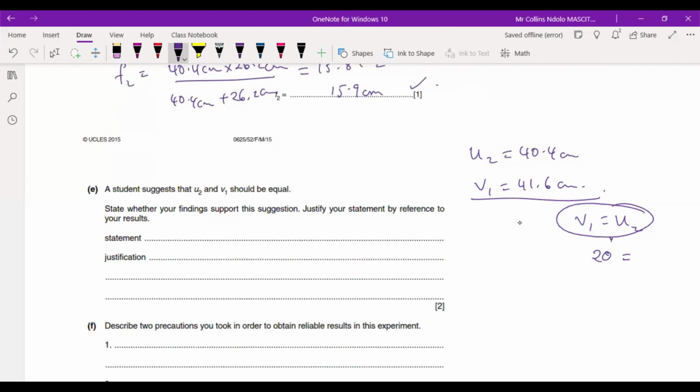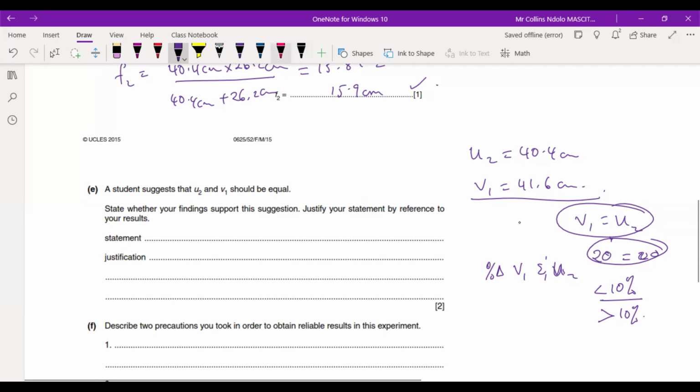Like you can't expect that it is 20 here and 20 this side. That expectation may not hold, but then there's some kind of allowance for errors or inaccuracy in any experiment that we do. So what you need to understand is that suppose the percentage difference between V1 and U2 is less than 10%. If the percentage difference between them is less than 10%, then we will confirm that indeed V1 and U2 are equal. But if the percentage difference is greater than 10%, then we conclude that they are not equal, even if theoretically you think that they should be. So this is the point where you don't bring theory here, you use your values.